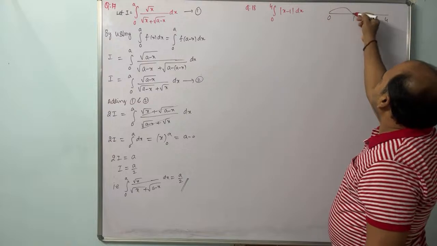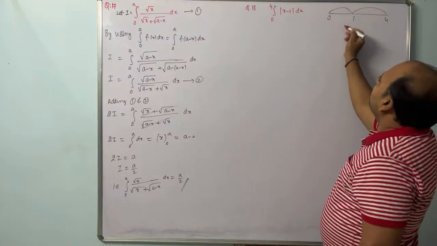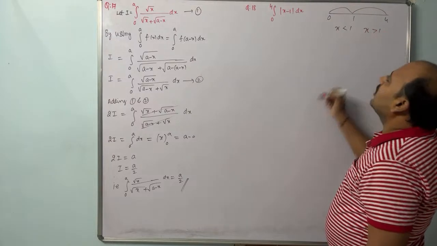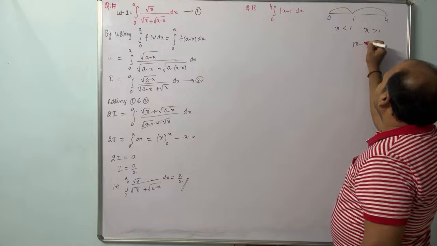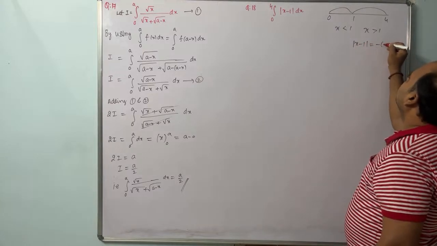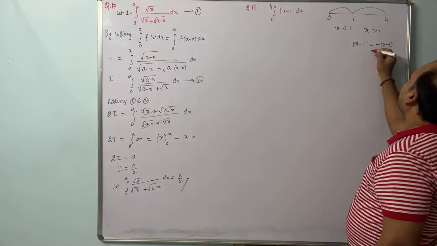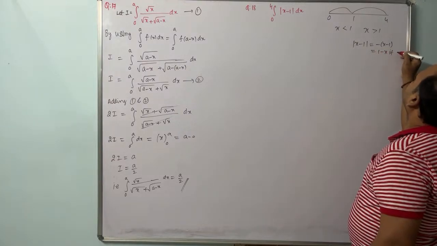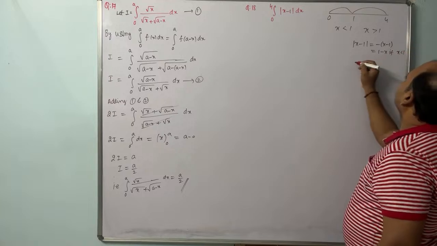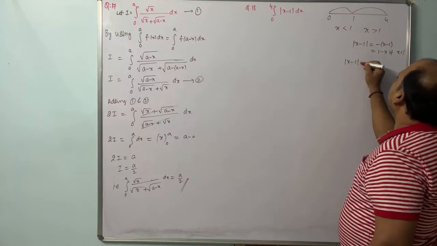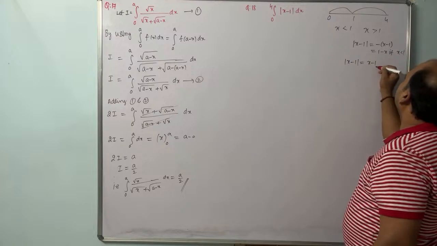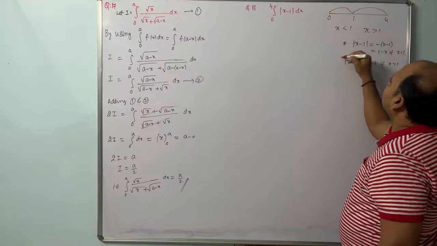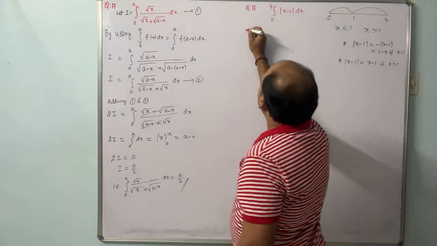From 0 to 1, 1 to 4. 0 to 1 means x is less than 1. 1 to 4 means x is greater than 1. So mod x minus 1 is equal to minus of x minus 1, otherwise 1 minus x, if x is less than 1. Mod x minus 1 is equal to x minus 1 if x is greater than 1. So you need to remember these 2 points.